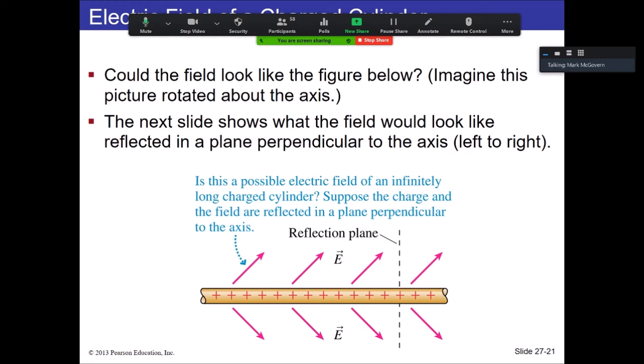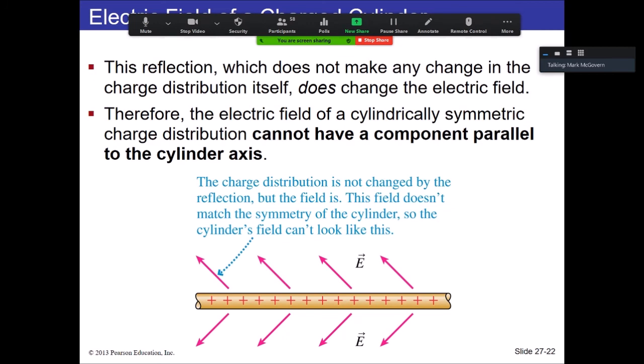So could that be the field of this rod? No, it can't, because charge symmetry and field symmetry are the same. Okay, so this is not a good guess. This is not correct. This is not the field. If I flip it around, the field's different, but the rod doesn't look different. So this cannot be a proper field.